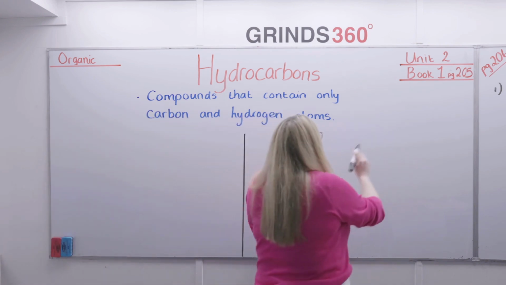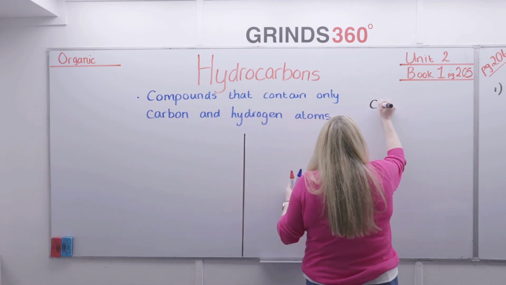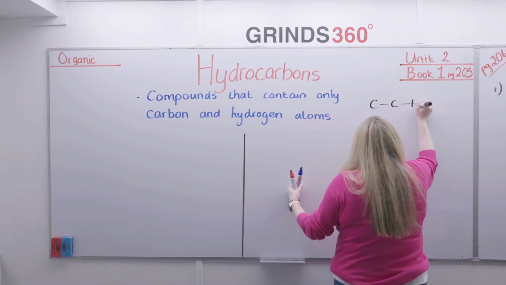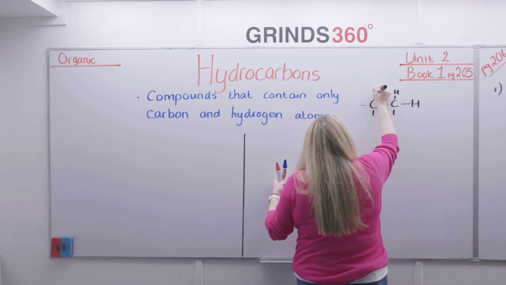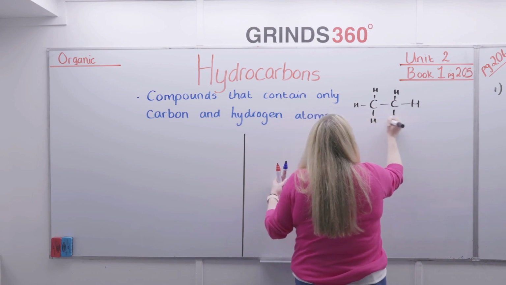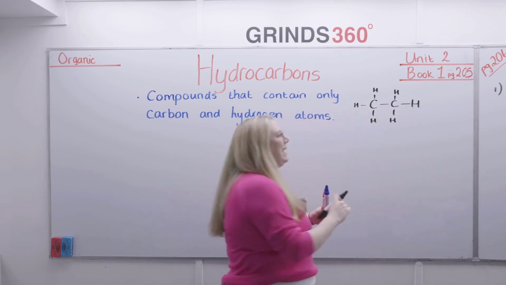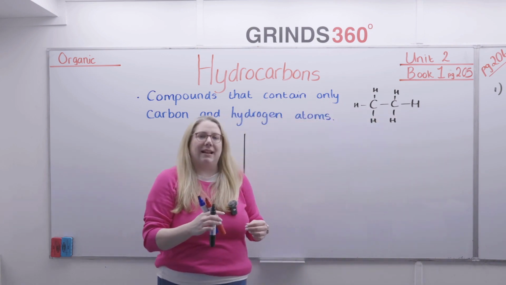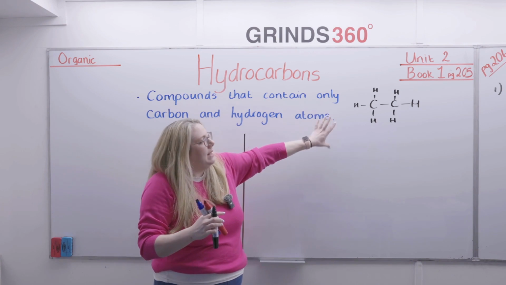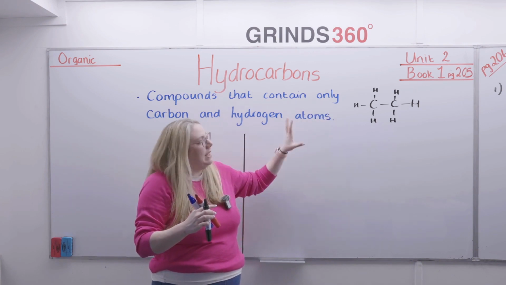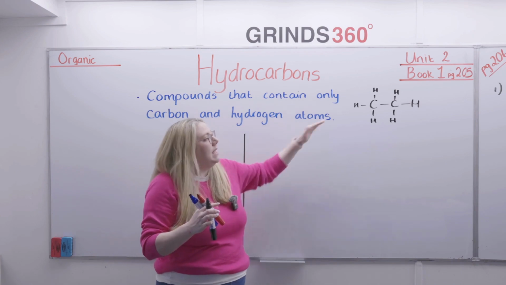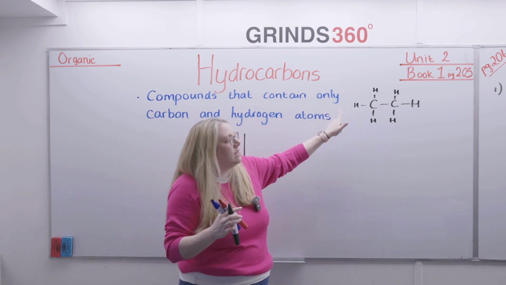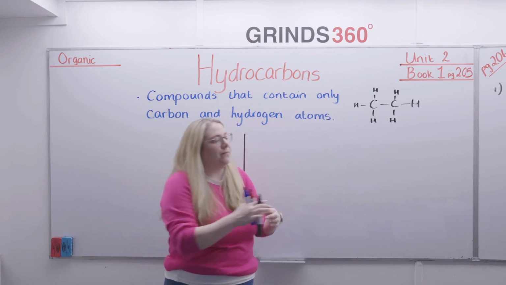So for example, if I draw on the board over here, a very common hydrocarbon that you're going to see over the next few weeks is this. This is called ethane. Ethane is an alkane and it's C2H6. Now with ethane, it is considered a hydrocarbon because this molecule only contains carbon and hydrogen atoms.